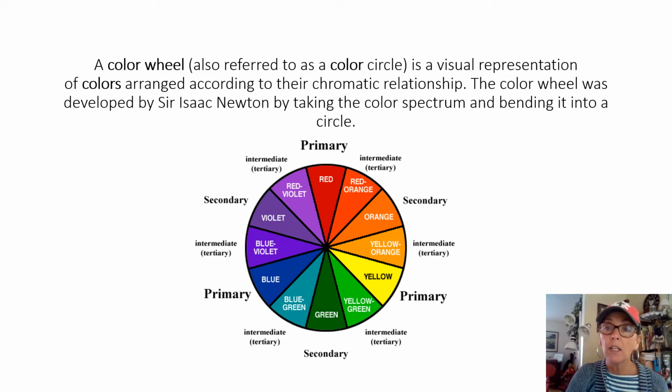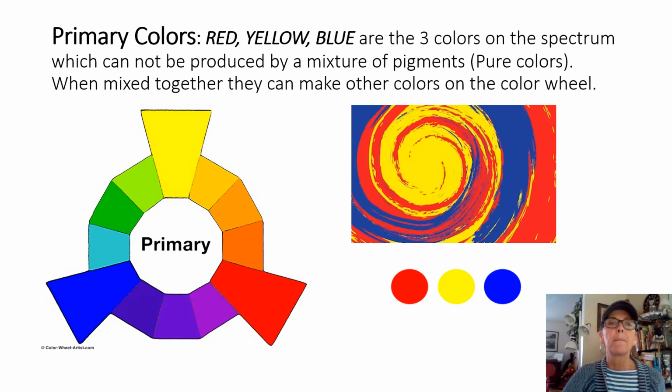It's going to be 12 colors, and it's divided into 3 color schemes. We have your primary colors, your secondary colors, and your intermediate colors. Intermediate is also known as tertiary. Right? Primary colors are your prime number 1 colors. You can't make them. They are pure colors, but they make all the other colors. So you have red, yellow, blue.